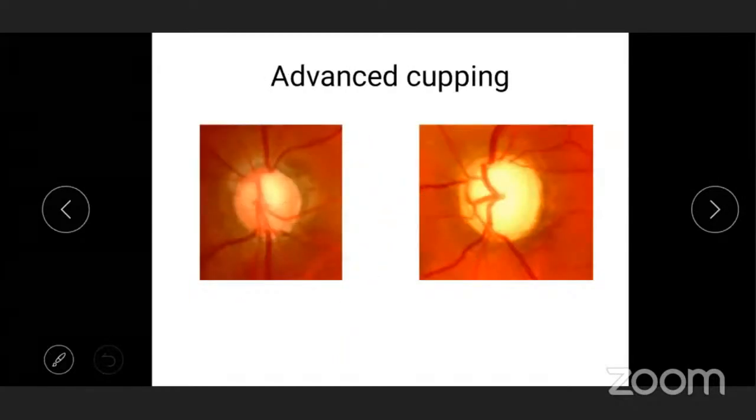In advanced cupping, I think this is something which we've learned from Dr. Ramanji, that if you look at the bending of the blood vessels here, I'm asking you to look at this photograph. If you look at the bending of the vessels right here, this is the actual margin of the cup. So I'll remove that just to give you that. So the bending of the vessels defines the contour of the cup.